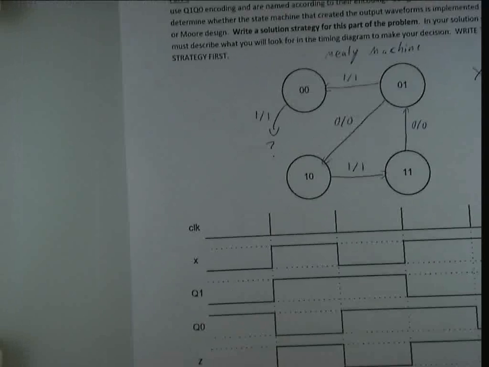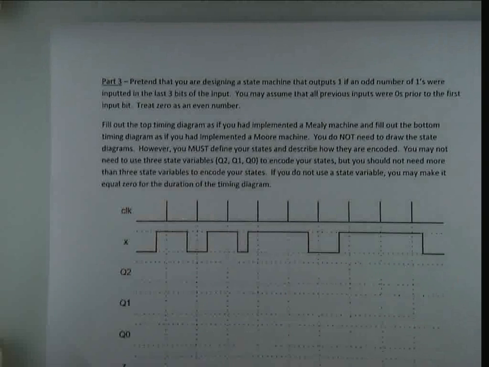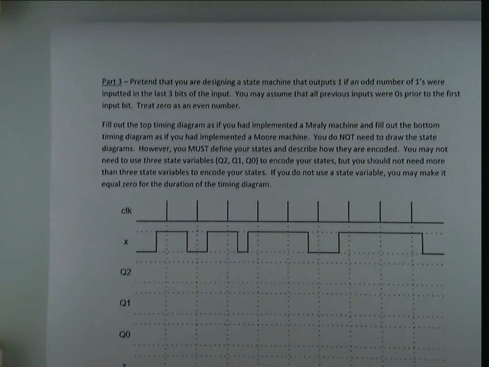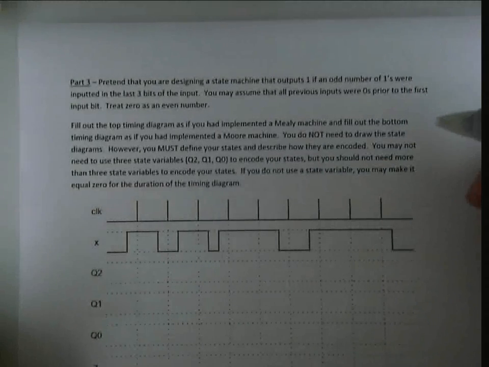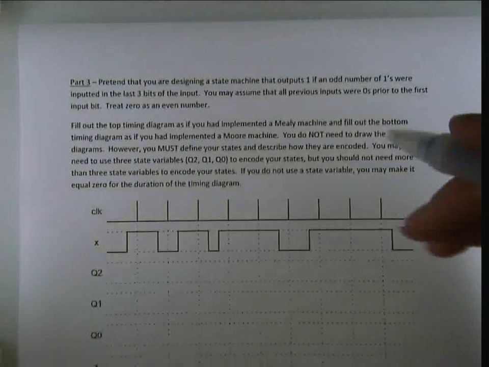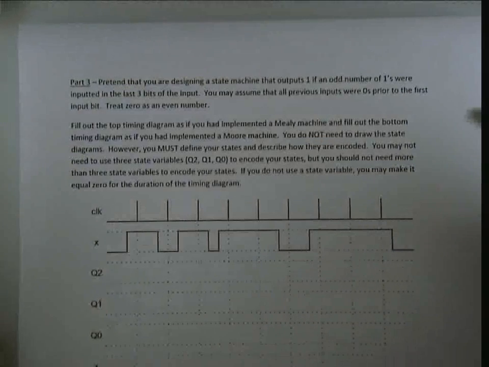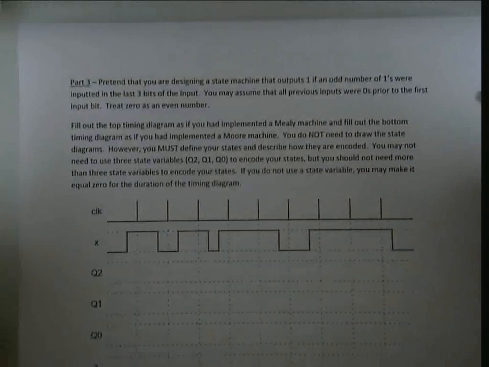So moving on to part 3, we need to pretend that we are designing a state machine that outputs 1 if an odd number of 1s were inputted in the last 3 bits of the input. And we're going to assume that we've had a long string of zeros. So basically, we're looking at three inputs, and only 3 inputs at all times.